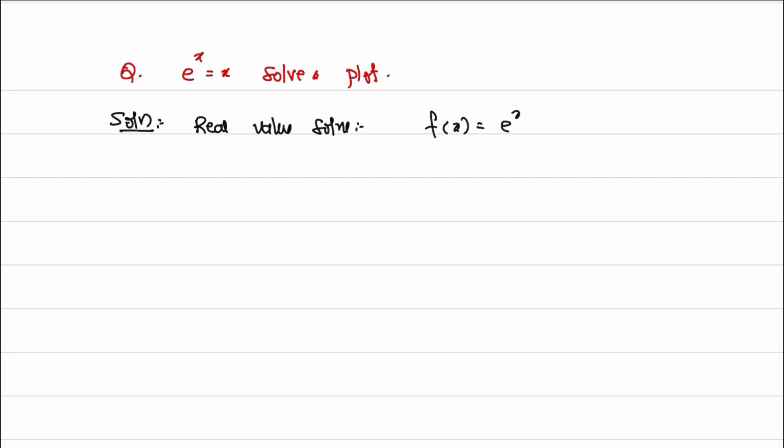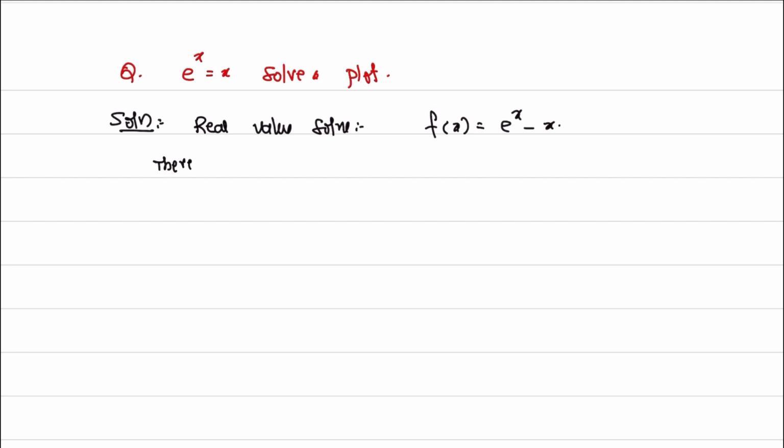The given question is e to the power of x is equal to x. We have to solve it and plot it. Let us go for the solution. Initially, let us try for the real value solutions. Let us say function x is equal to e to the power of x minus x. There will be a solution if function x is equal to 0.